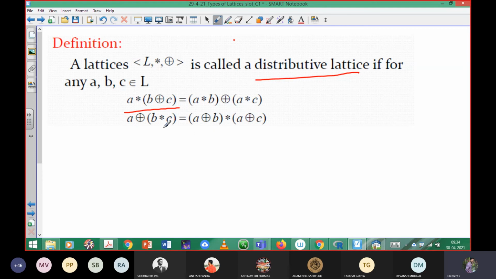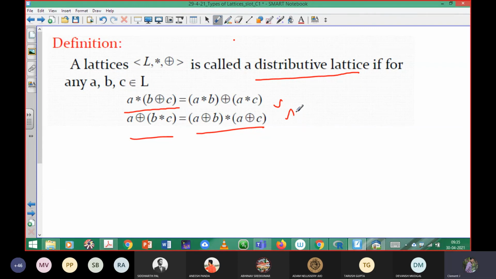Likewise, even if you change the positions of the notations, you should get the same. So if one lattice satisfies these two properties for any triplet like A, B, C, any three elements, then I can claim this lattice is called a distributive lattice. Have you understood this definition? Is it clear?